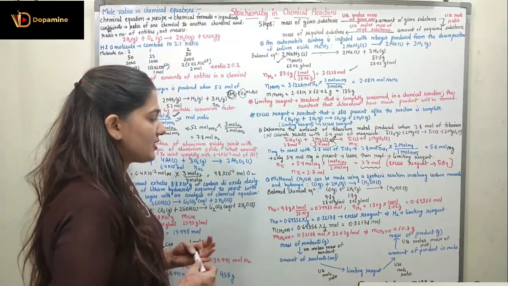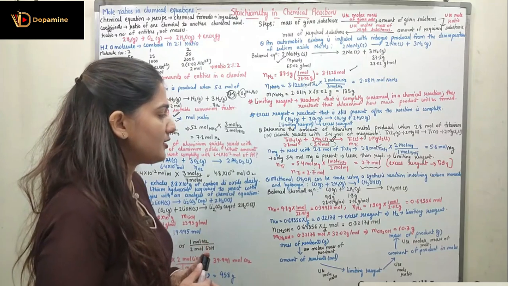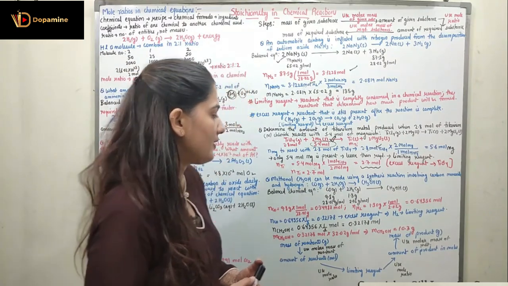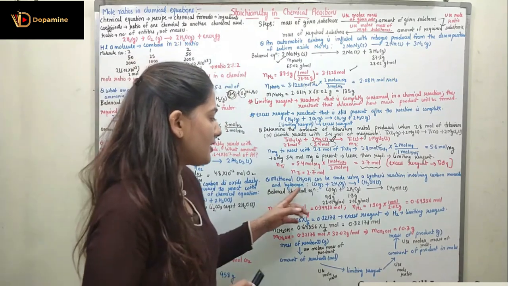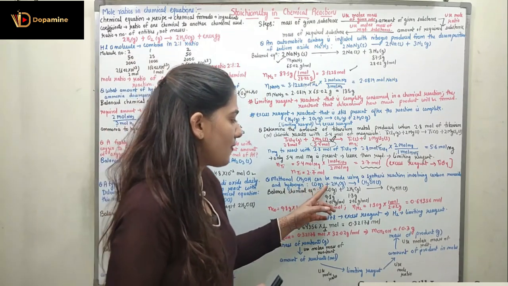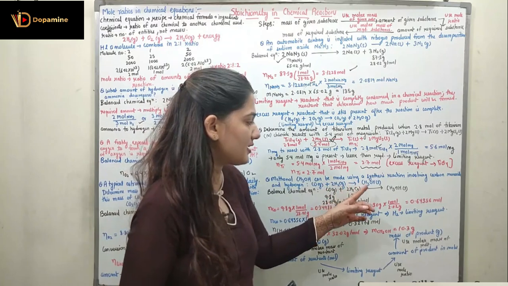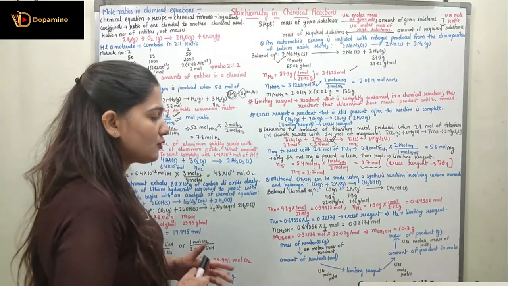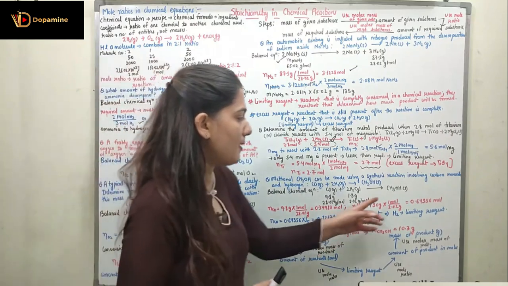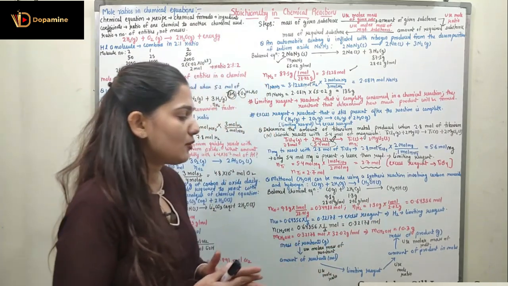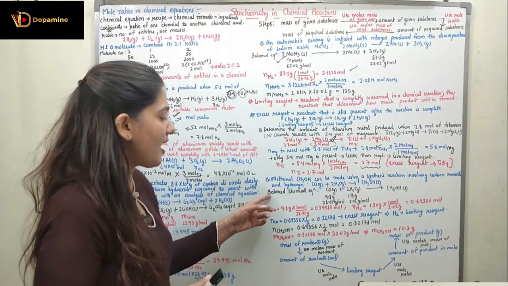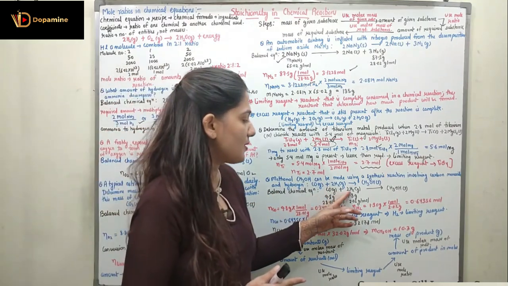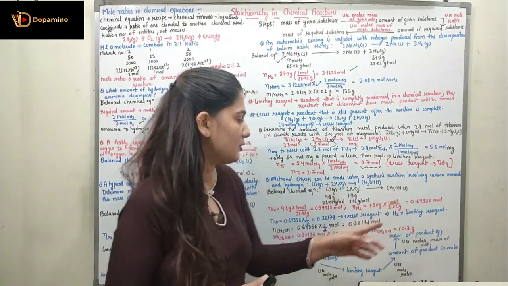Coming to the next question, which is: methanol, CH3OH, can be made using a synthesis reaction involving carbon monoxide and hydrogen. The reaction is CO in the gaseous form plus 2H2 in the gaseous form gives CH3OH in the liquid form. Right, so here what we need to find out is the mass of CH3OH produced. So first of all, we have to start with the balanced chemical reaction.